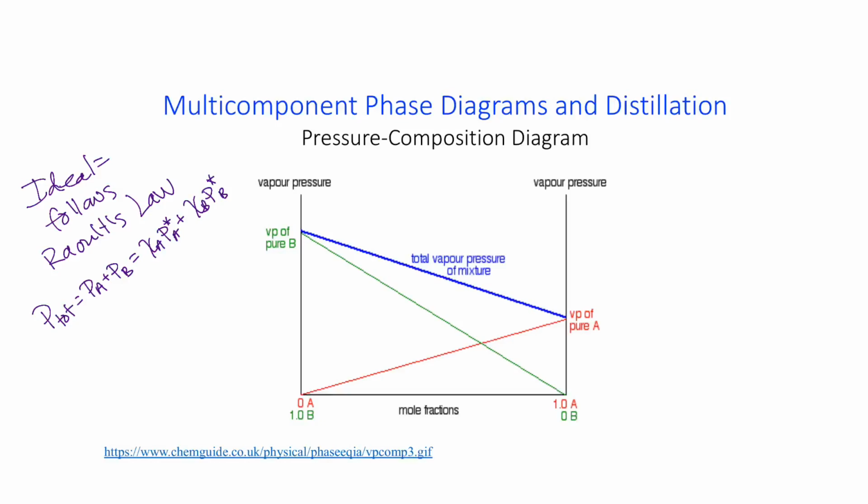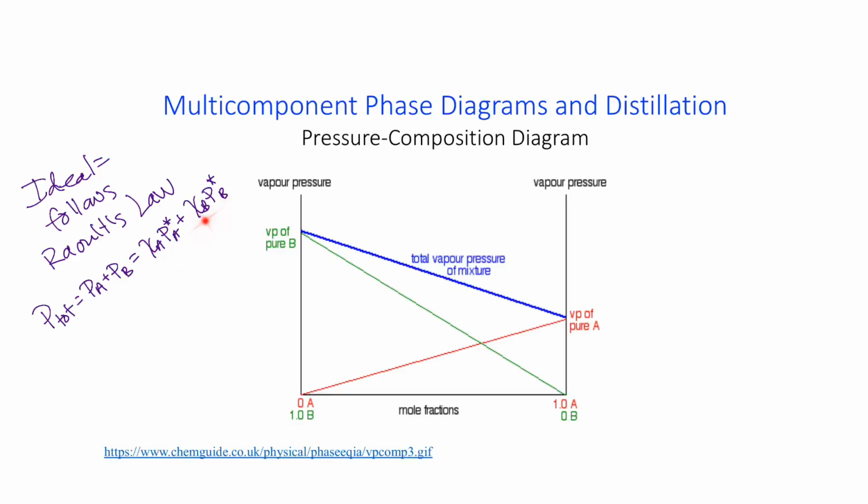Each one of those partial pressures is represented by the mole fraction of that component multiplied by the vapor pressure of the pure component. So this would be the mole fraction of A times the vapor pressure of the pure component A, plus the mole fraction of B times the vapor pressure of the pure component B. If your solution follows this behavior, follows Raoult's law, then you have an ideal solution.